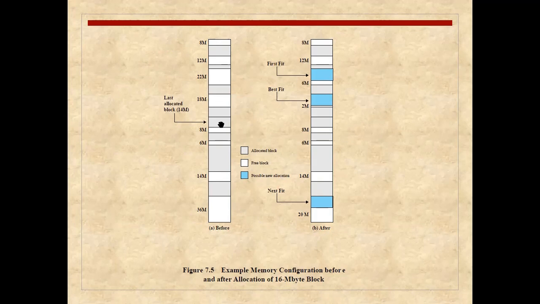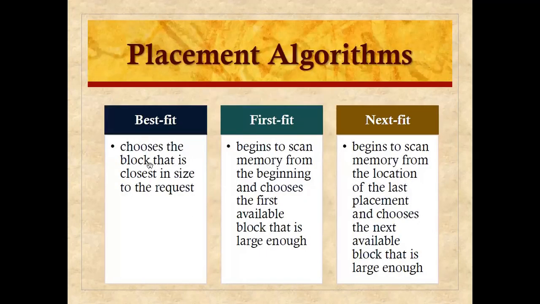So this is the scenario where we can use first, best, and next fits. Best fit, again I am reading: choose the block size that is closest in size to the request, but it should be greater than the process size. First fit begins to scan memory from the beginning and chooses the first available block that is large enough to accommodate that process. Next fit begins to scan memory from the location of the last placement and chooses the next available block that is large enough to accommodate that process.